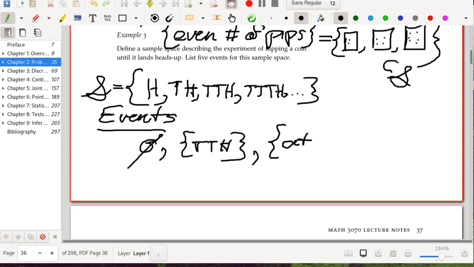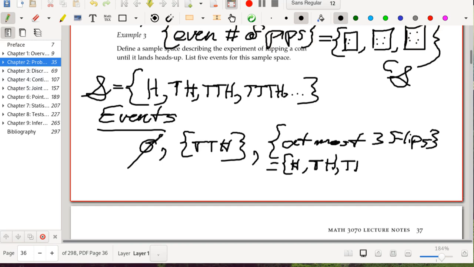So at most three flips. What would this correspond to? This is in words, but in fact, I can translate that into a collection of outcomes. Well, you could have flipped the coin only once. That's no more than three. You could have flipped twice. That's no more than three. But if you flip twice, then that means that the first flip was tails. And if you flip three times exactly, then you got two tails and a head. So we could have tails, heads. And this would be the event.